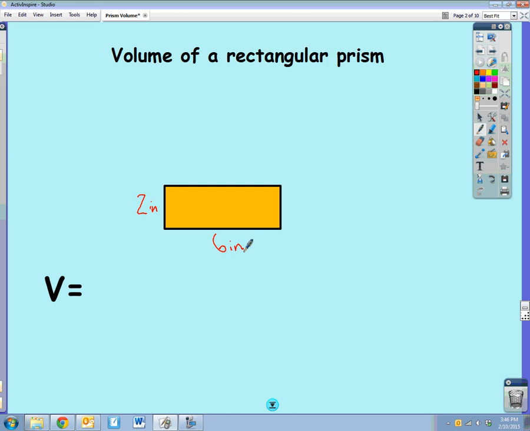If I wanted to find the area of that rectangle, I would do the base times the height, 6 times 2. We'd have an area of 12 square inches. Okay, that's not so bad. Now let's project that into 3 dimensions.